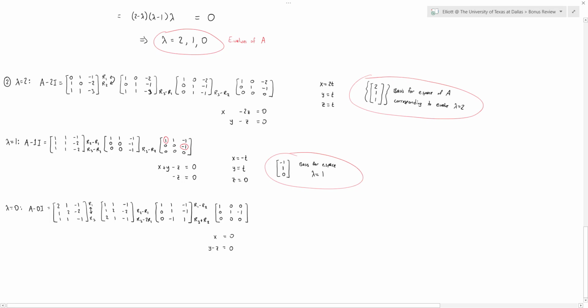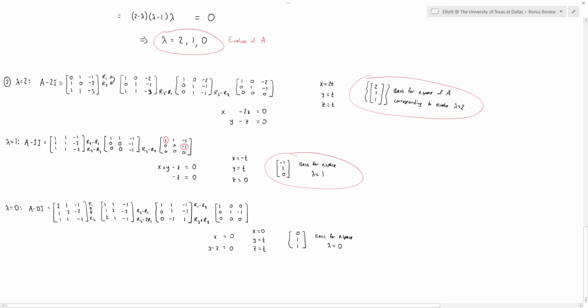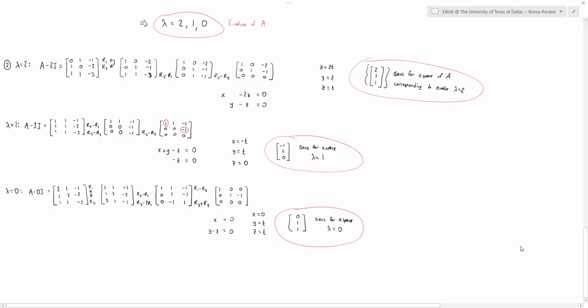Pivots in the first two columns, let's make z the free variable. So y equals z, so y is t, x is 0. So taking the coefficients of t will give us a basis for the eigenspace for the eigenvalue of 0 for matrix A. Okay. Okay, so let's continue.